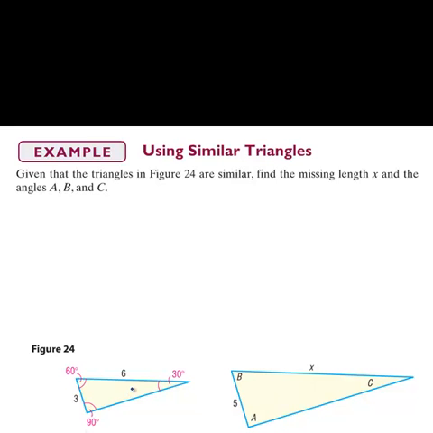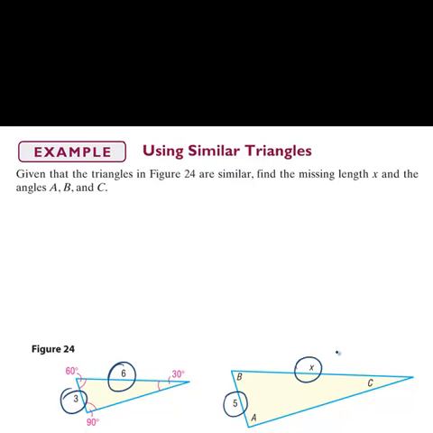Now, for the larger triangle, we see that this side is length 5. For the smaller triangle, that length is 3. Now, for the longer side, for the smaller triangle, that's 6. For the larger triangle, that's x.